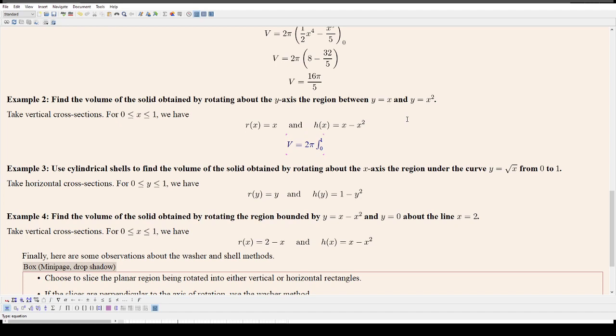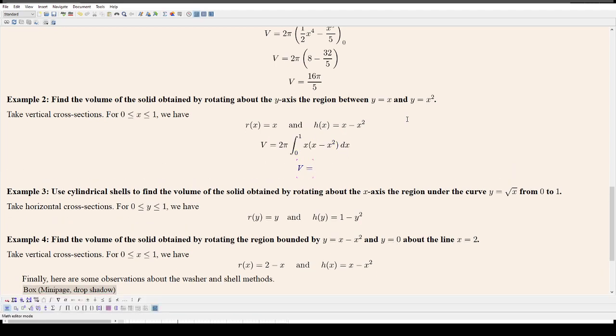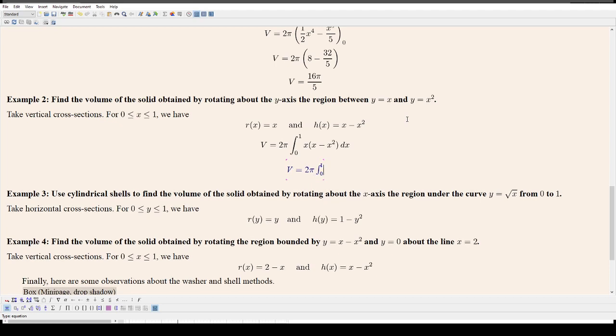So x was ranging between 0 and 1, so that's the lower and upper limits of the integration. And then it's r, which is x, times h, which is x minus x squared. Another reason that I think the shell method is actually more useful in a lot of cases is because in the washer method, you have to take big R squared and little r squared, and taking the square of some big quantity can get really ugly. In this case, you don't really need to do that.